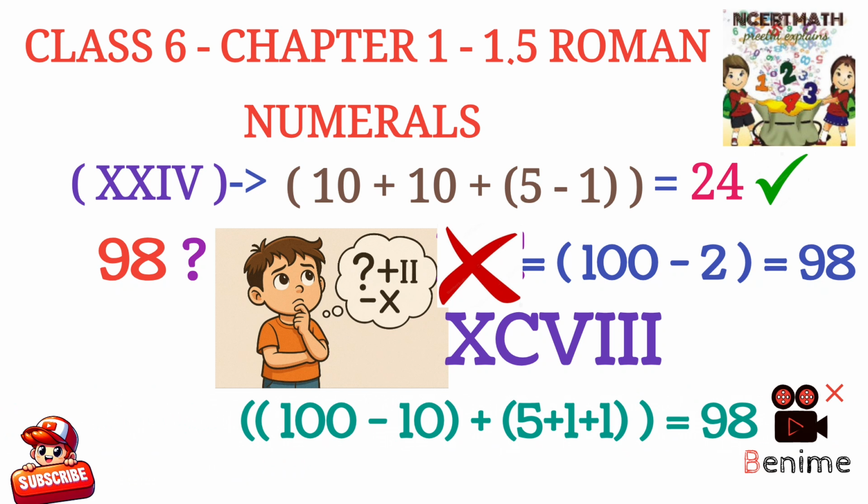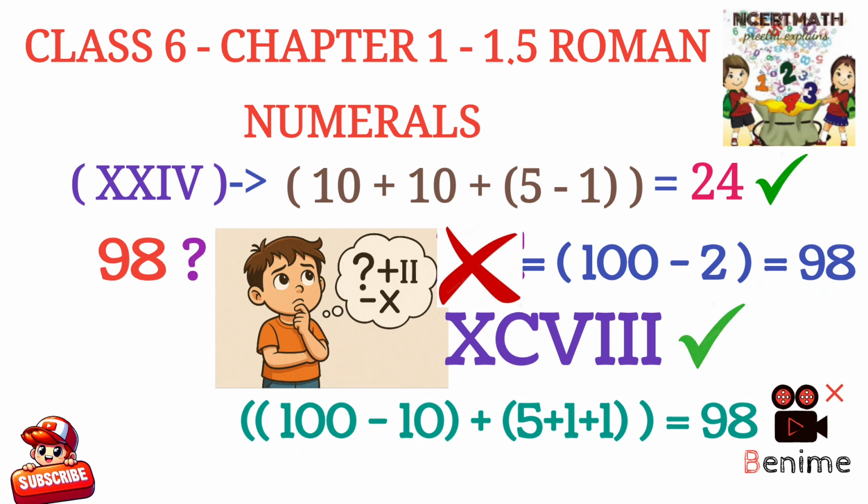So XC means 90, and adding the Roman numeral 8 to the right of the greater Roman numeral C will give you 98. X means 10, C means 100, which is greater than X, so we subtract 100 minus 10 as 90. Then we add the number 8, which means 5 plus 1 plus 1 plus 1. So the resultant number is 98. The Roman numeral for 98 is XCVIII.